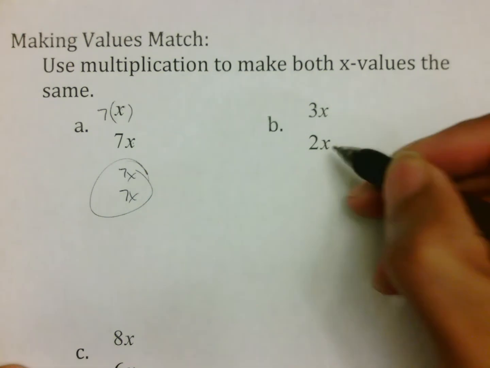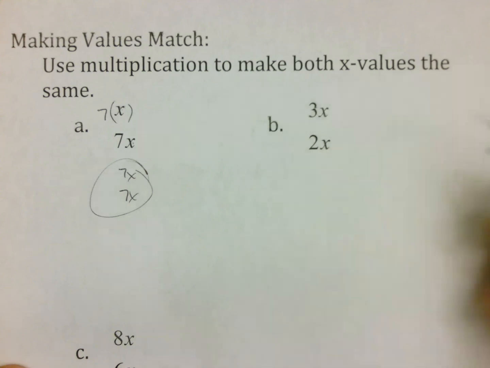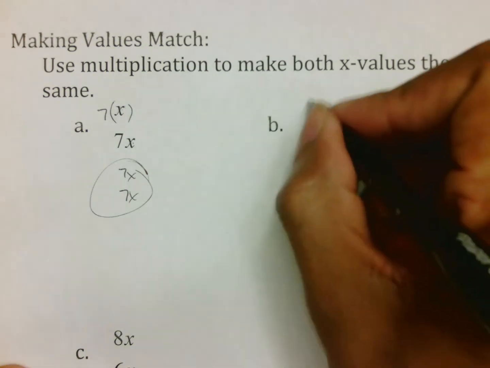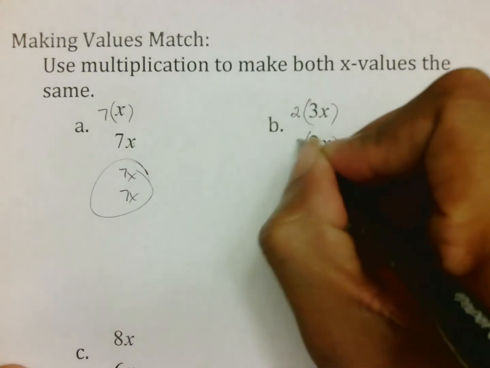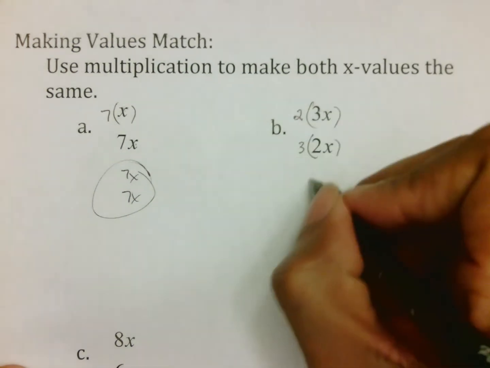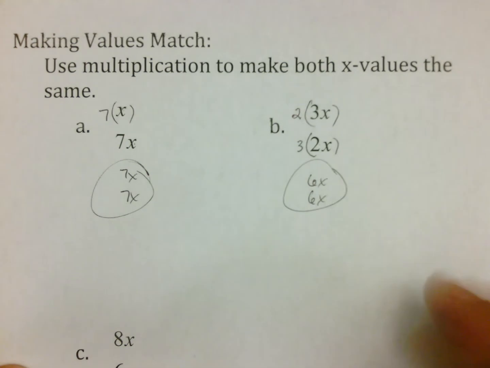You look at 3x and 2x and you say, okay, 3 and 2, I think they meet at 6, because 2 doesn't go into 3, but 2 does go into 6. Remember when we added our fractions? If you want to make that a 6, multiply by 2. If you want to make this a 6, multiply by 3. 2 times 3x makes 6x. 3 times 2x makes 6x. Notice that my x's match.